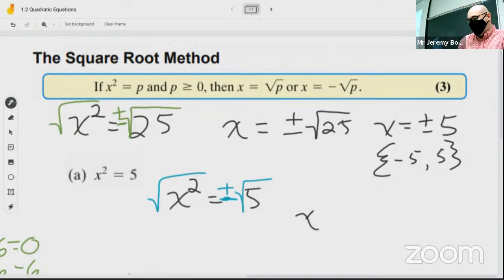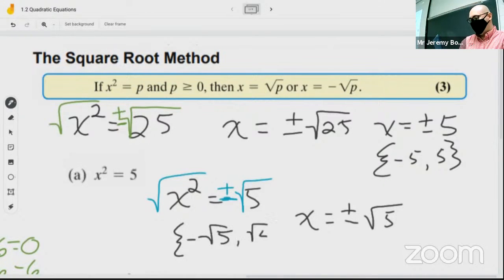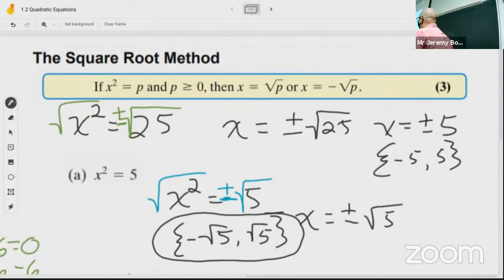And so this means that x is equal to plus or minus the square root of 5. So my solution set is just going to be the set containing negative square root of 5, positive square root of 5. Those types of problems, you can't really solve by factoring. Because how are you going to factor x squared minus 5 is equal to 0? You're not going to do it. The first one we did, you could solve by factoring. Any questions on that?